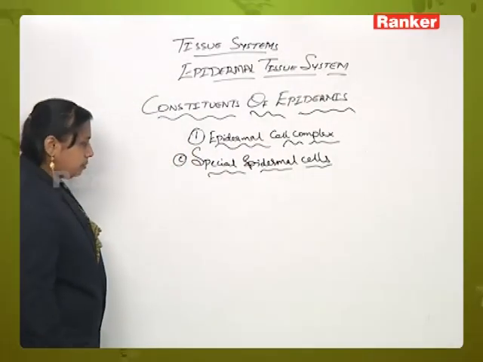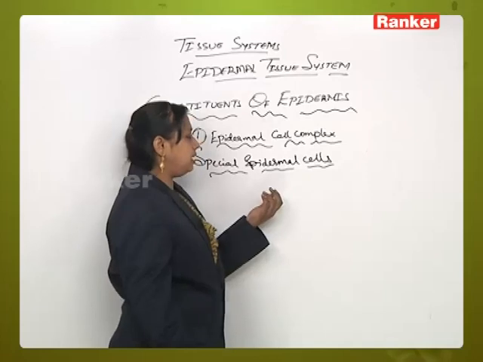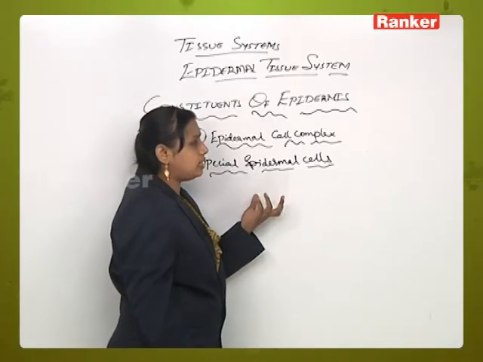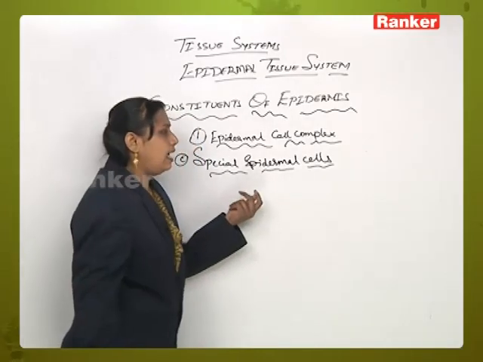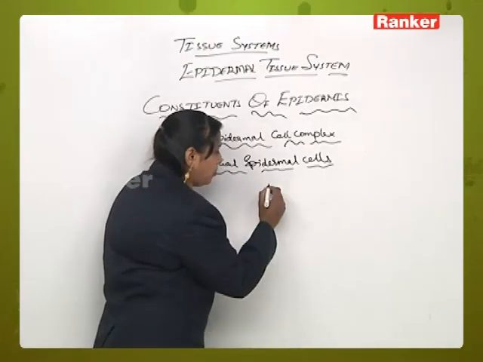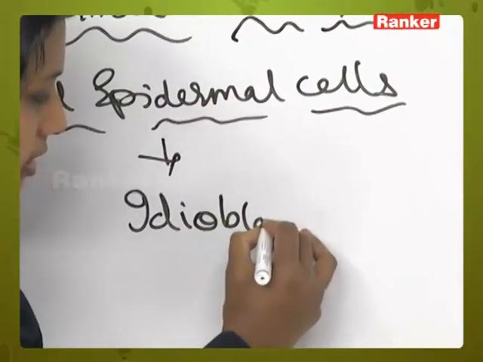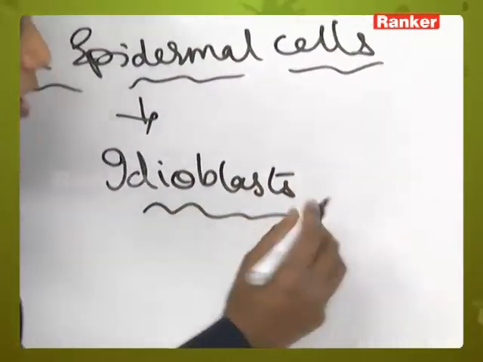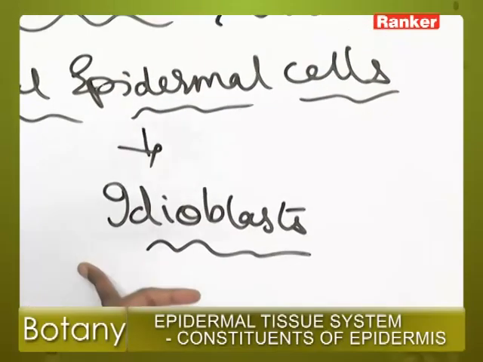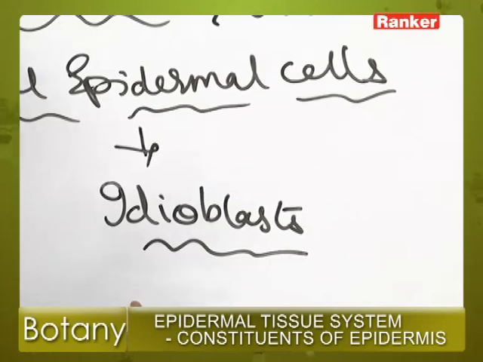Okay, in the epidermis, in some epidermal cells, here and there, certain materials are deposited or included, and these differ from other epidermal cells. These are called special epidermal cells, and the other name for them is idioblast cells. They differ from other normal epidermal cells.